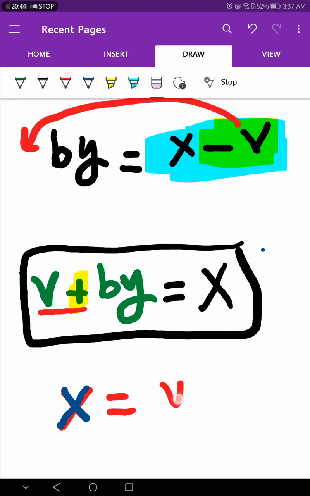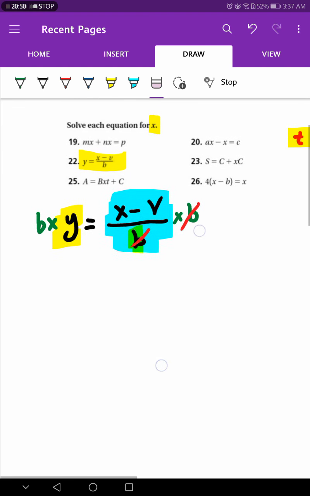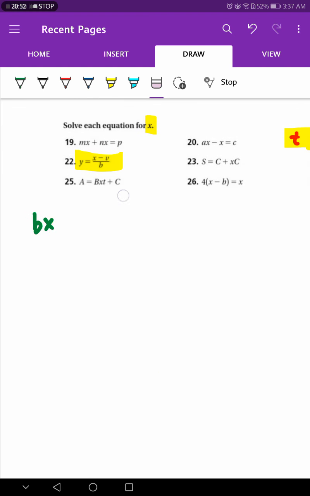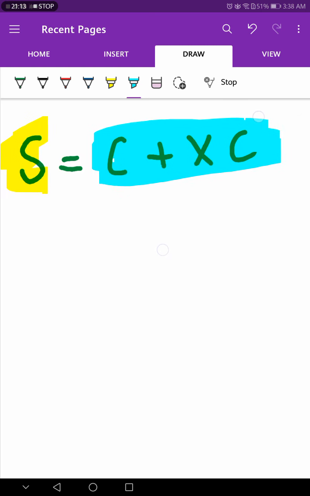Okay, my dear student, are you happy now? I think so. A lot of skills you learned in this session. It is beautiful. See the tricky question here. Number 23: S equals C plus XC, left and right. All of you are happy, I know.